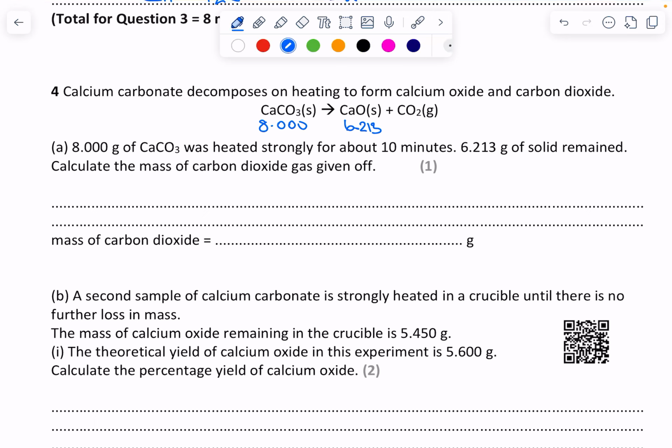So in that case, all I need to do is 8.00, take away the 6.213, and that's going to give me the mass of carbon dioxide that has been produced during this reaction. So I plug those into my calculator and I get that as an answer.